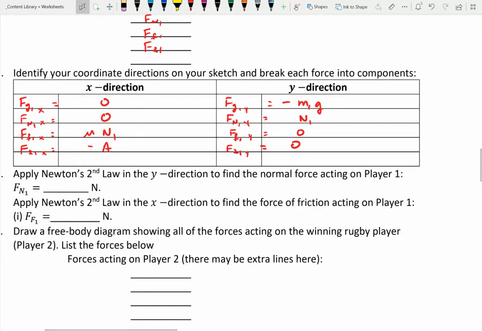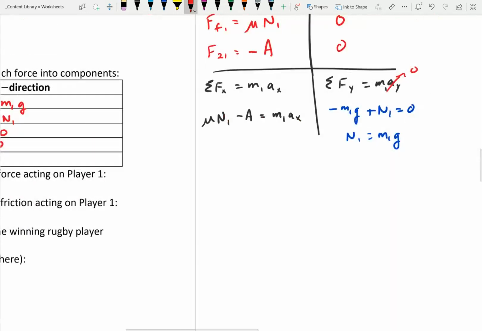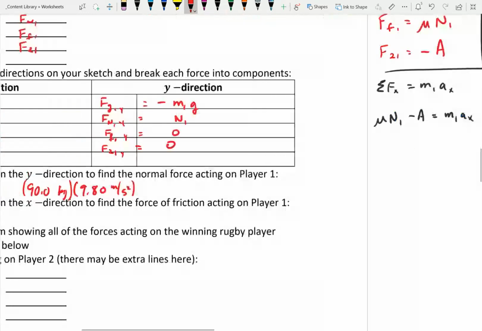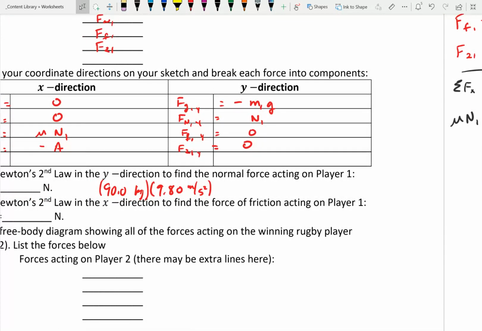Okay, apply Newton's second law in the y direction to find the normal force acting on player 1. So we've already done that. We know the normal force is m1g, and m1 was 90 kilograms, times 9.80 meters per second squared. That's just using the equation that we've just determined right here. So 90 times 9.8 turns out to be 882 newtons.